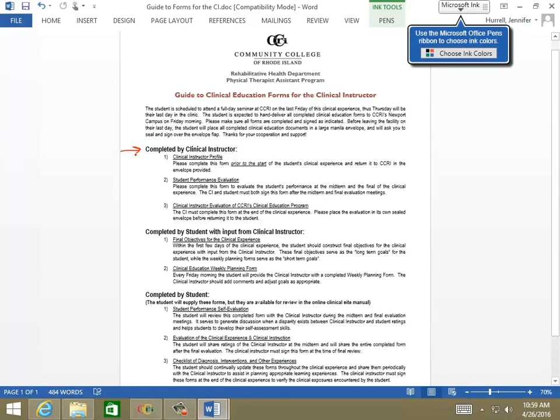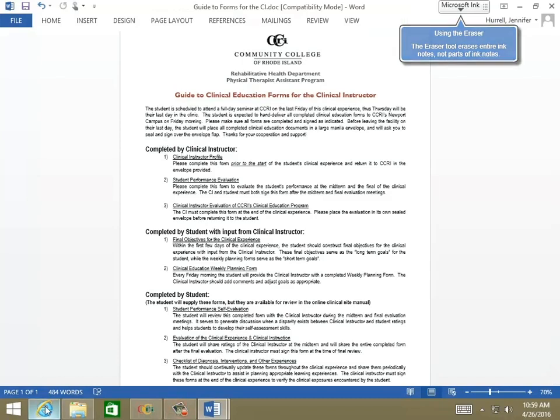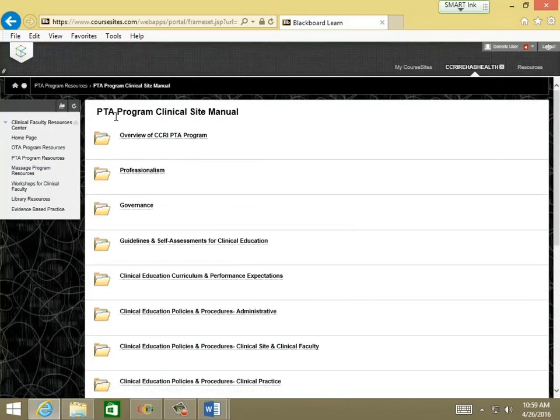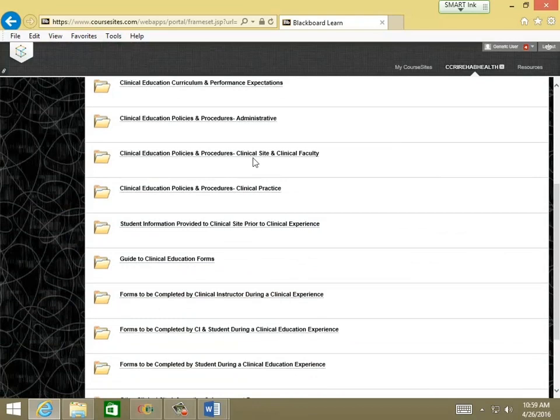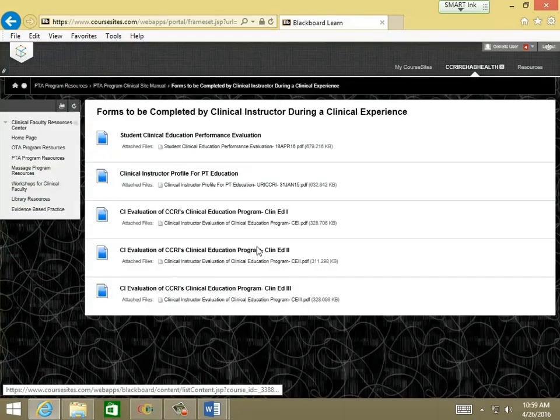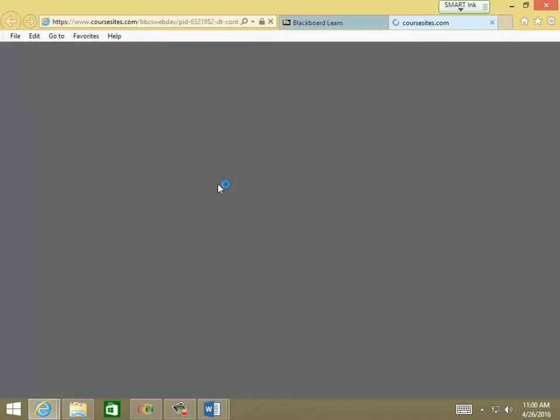The easiest way for us to review these forms is within the Clinical Faculty Resources Center. And here we are within the PTA program Clinical Site Manual. I'm going to scroll down to the forms completed by the CI during a clinical experience. So the first form that needs to be completed is the clinical instructor profile for PT education.